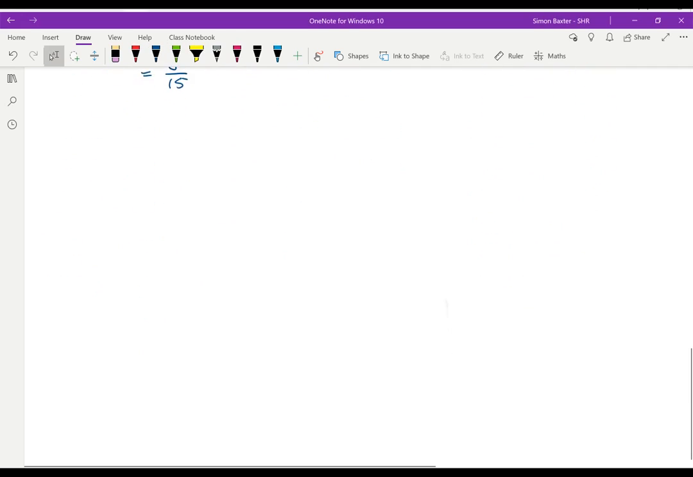One more example. What happens if we take the integral of tan to the n theta d theta? And I'm going to let you have a go at that for yourself. So pause the video and see if you can do that one.